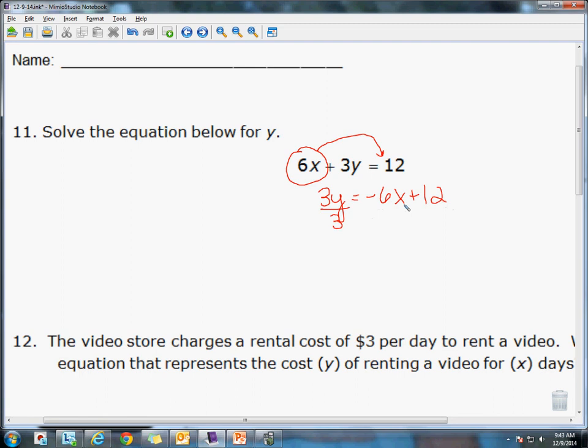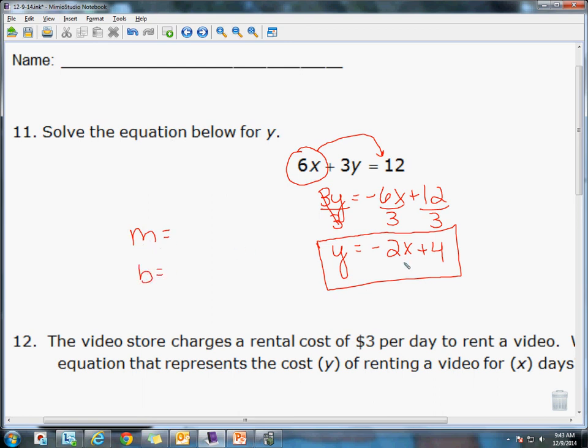So we're going to divide everything here by 3. So we have y equals, you can type this in the calculator, negative 6 divided by 3, it comes out to negative 2. Don't forget your x, and 12 divided by 3 is 4. We can take this a step further and also find 2 pieces of information, your slope and your y-intercept. Slope here is negative 2, y-intercept is 0, 4. And that's just taking a step further because all it was asking was to solve for y, and we did that.